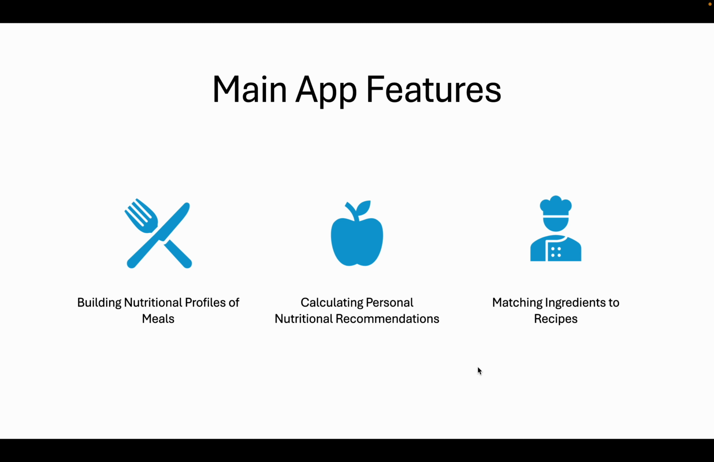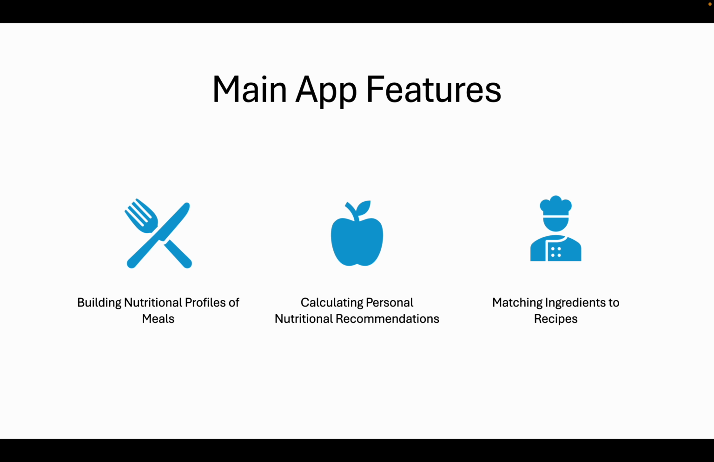So some of the main app features, as I just showed, but I'll summarize here. First, building nutritional profiles of meals, so being able to take the ingredients in each of those recipes and calculate the overall nutritional profile of that meal. So if you're using almonds, or let's say apples, which is another common one I have on my list, if you're making a recipe with those two, you can add the components of each of those recipe ingredients into the nutritional profile of that meal.